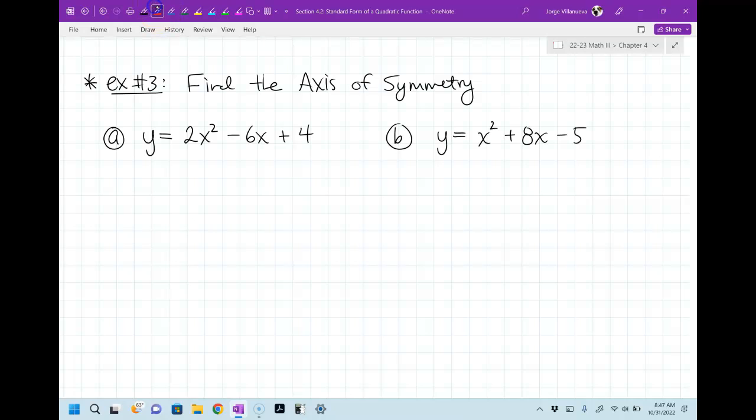So there's a formula for this. X is equal to negative b over 2 times a. What is my b value for the first one?